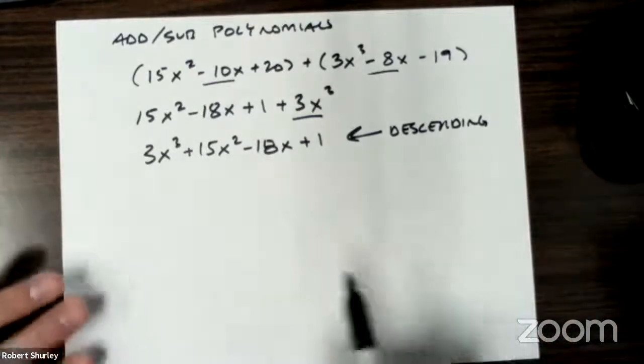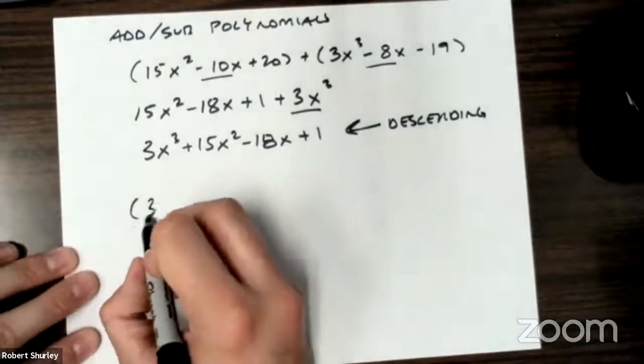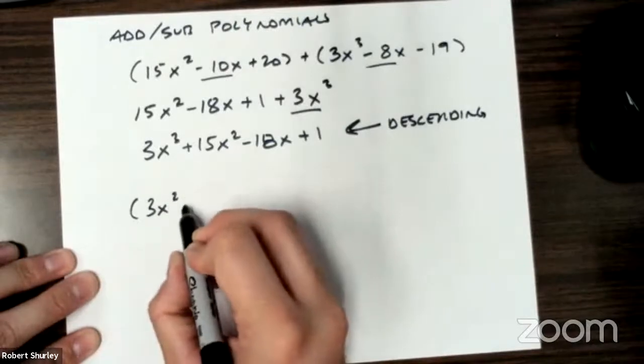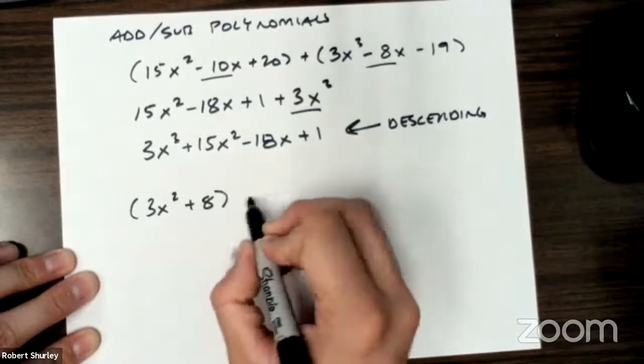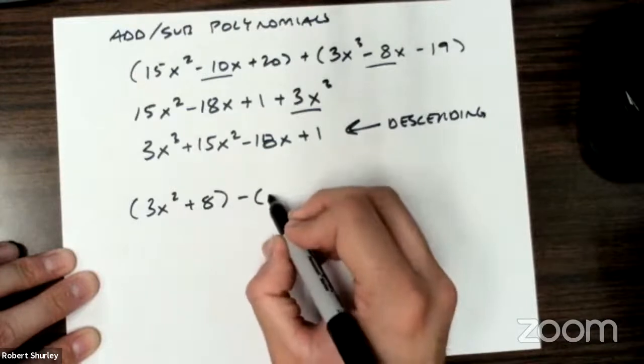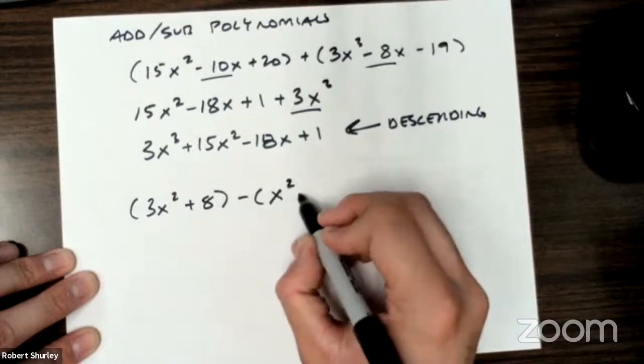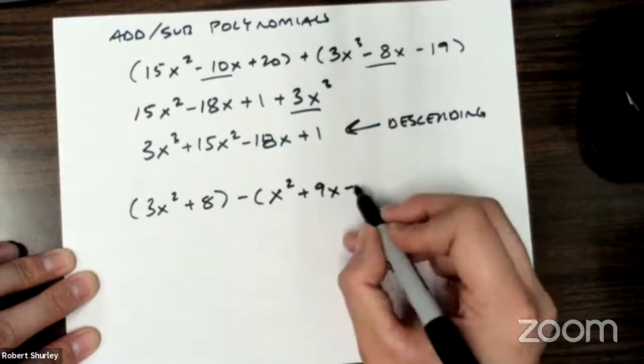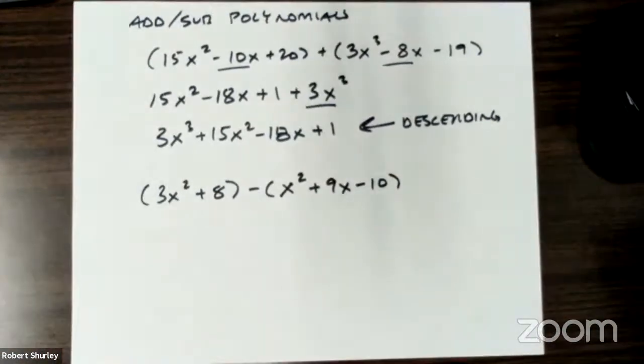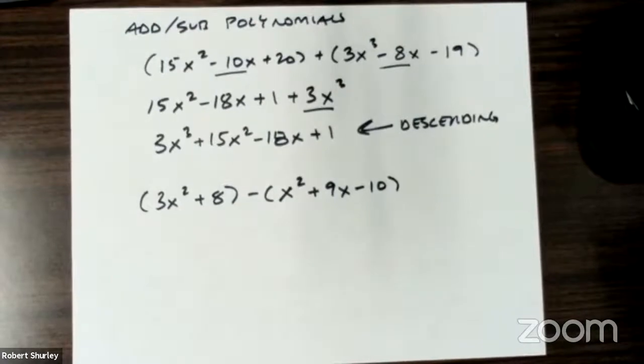So let's go over subtraction. Let's say we had 3x squared plus 8 minus, let's say, x squared plus 9x minus 10, okay? So 3x squared plus 8, parentheses, minus, parentheses, x squared plus 9x minus 10.